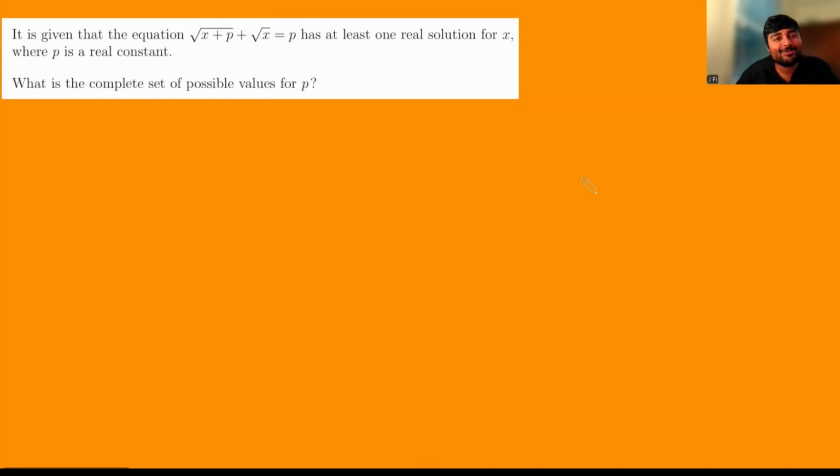We're given that the square root of x plus p plus the square root of x equals p has at least one real solution for x, where p is some real constant. We want to know what is the complete set of possible values for p. We're just going to dive headfirst into this and try and rearrange this.